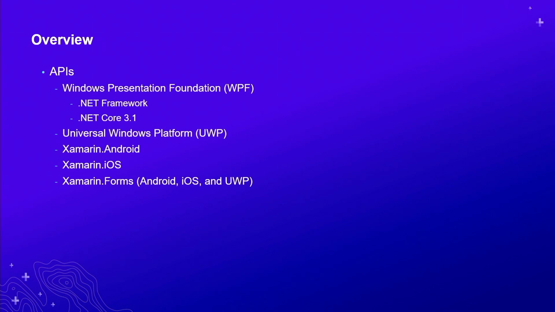Let's dive into a bit more detail about the SDK itself then. So ArcGIS SDK for .NET includes multiple APIs. Includes APIs for building applications for Windows desktops with WPF or Windows Presentation Foundation. And the important note to call out here is it supports both .NET Framework and .NET Core 3.1. You can also build applications using the Universal Windows Platform APIs, and also you can build applications for Android and iOS with the Xamarin APIs. We also support Xamarin Forms, allowing you to build more cross-platform abstracted applications for Android, iOS, and UWP.